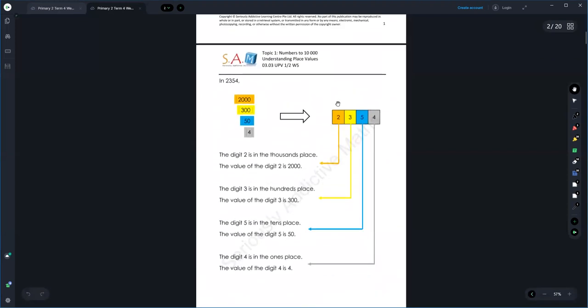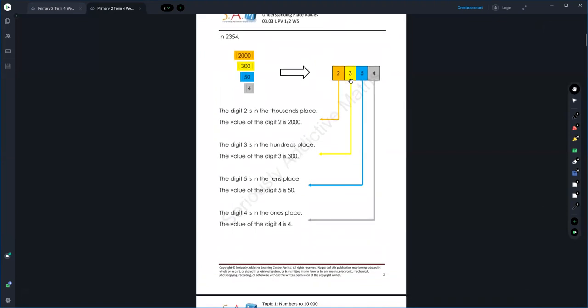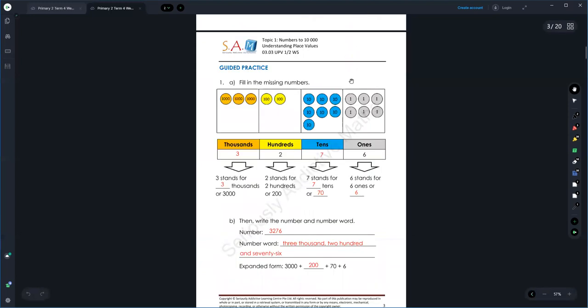And then you can give additional examples as well. Maybe you write your own numbers. You can write another number here, 4,657. Okay, and then ask them what is the number, what are the digits in the tens place or hundreds place, and so on. What's the value? Okay.